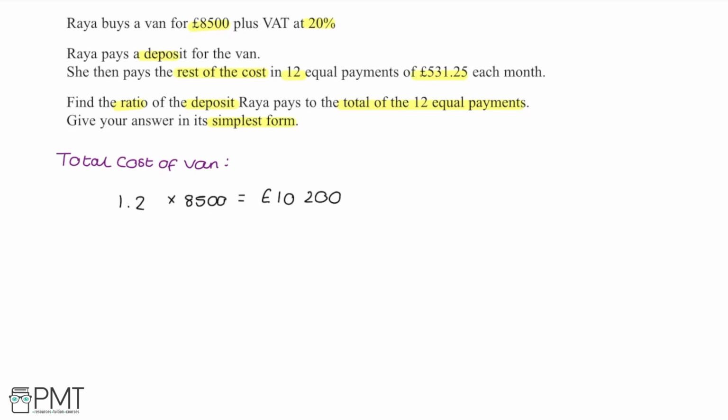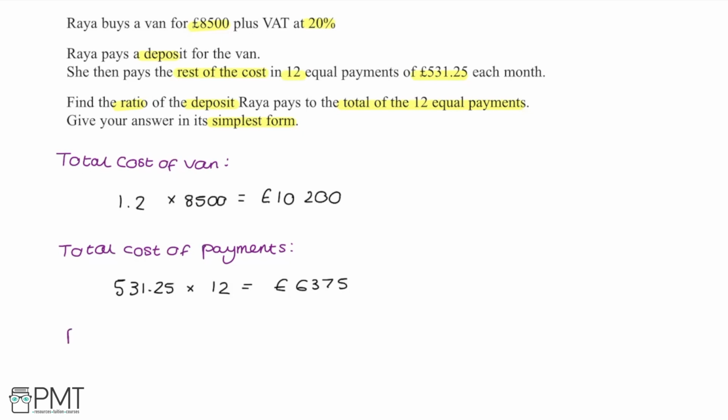So if we work out the total cost of her payments, well, if she is paying £531.25 every month for 12 months, so 12 equal payments, we can multiply that by 12 in order to work out how much she's paid. And that gives us an answer of 6,375. So that was the rest of the cost that she paid after paying the deposit. However, we don't know the deposit and we're looking to calculate the deposit.